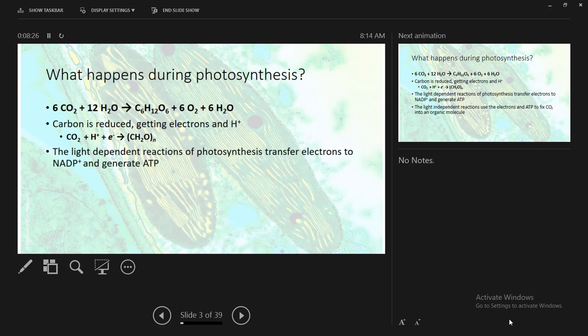We have what are called the light-dependent reactions. What does it mean to depend on light? You need it, right?